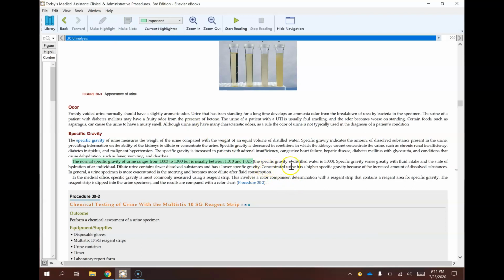So again, remember, it is compared with distilled water, and the specific gravity of distilled water is 1.000. The more you drink, the more your specific gravity can change. Urine that is diluted will contain less dissolved substances and therefore have a lower specific gravity. When urine is more concentrated, the specific gravity will be higher.